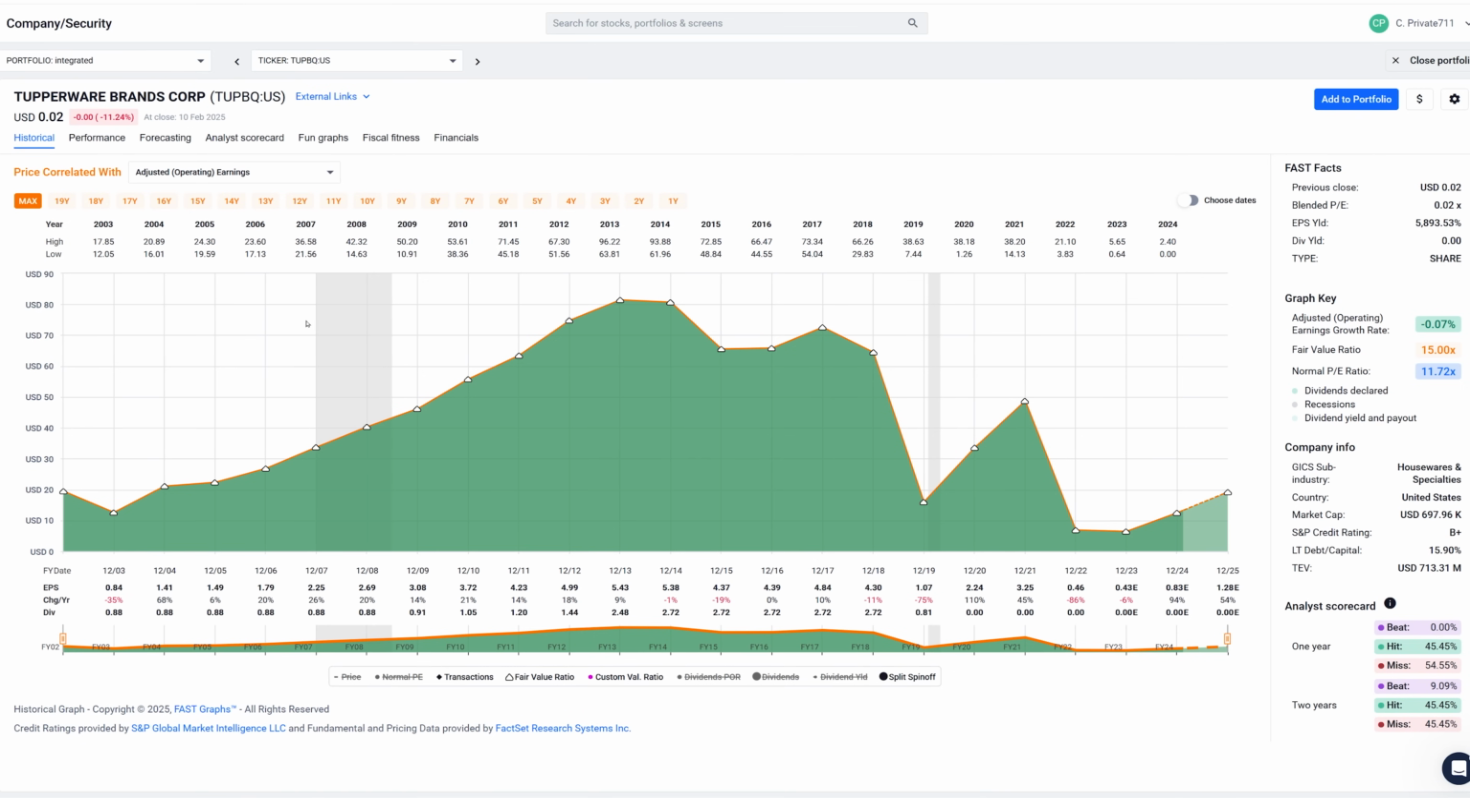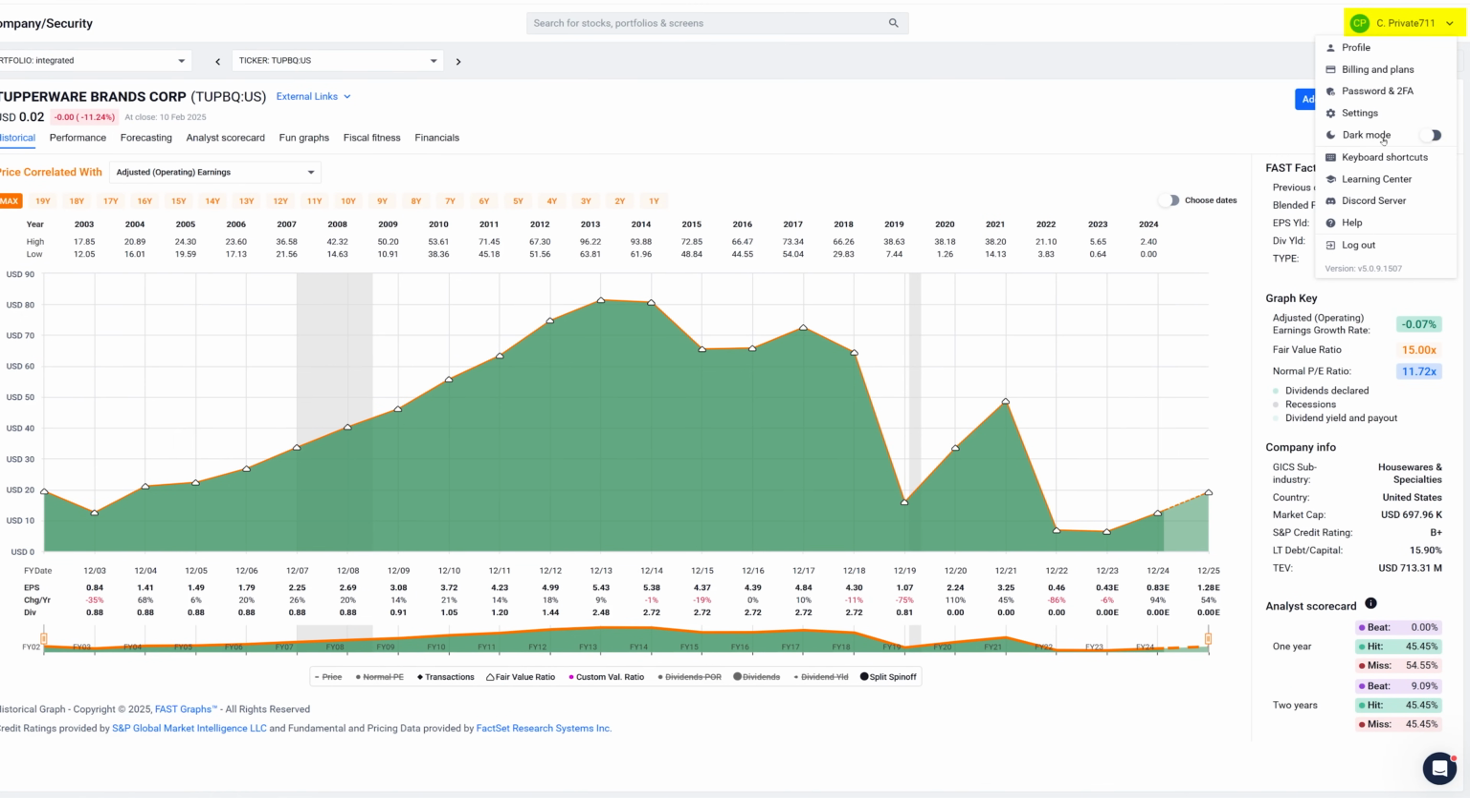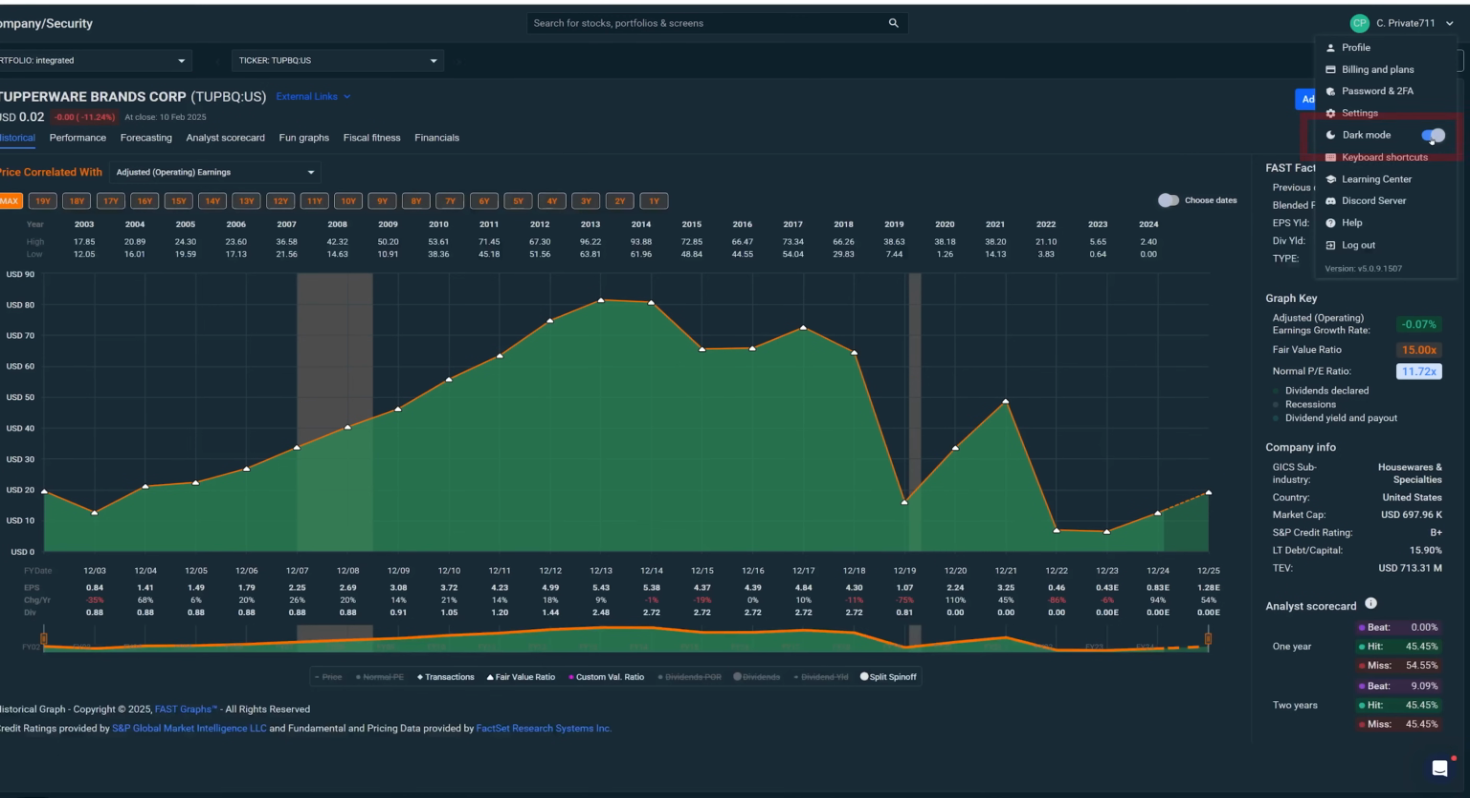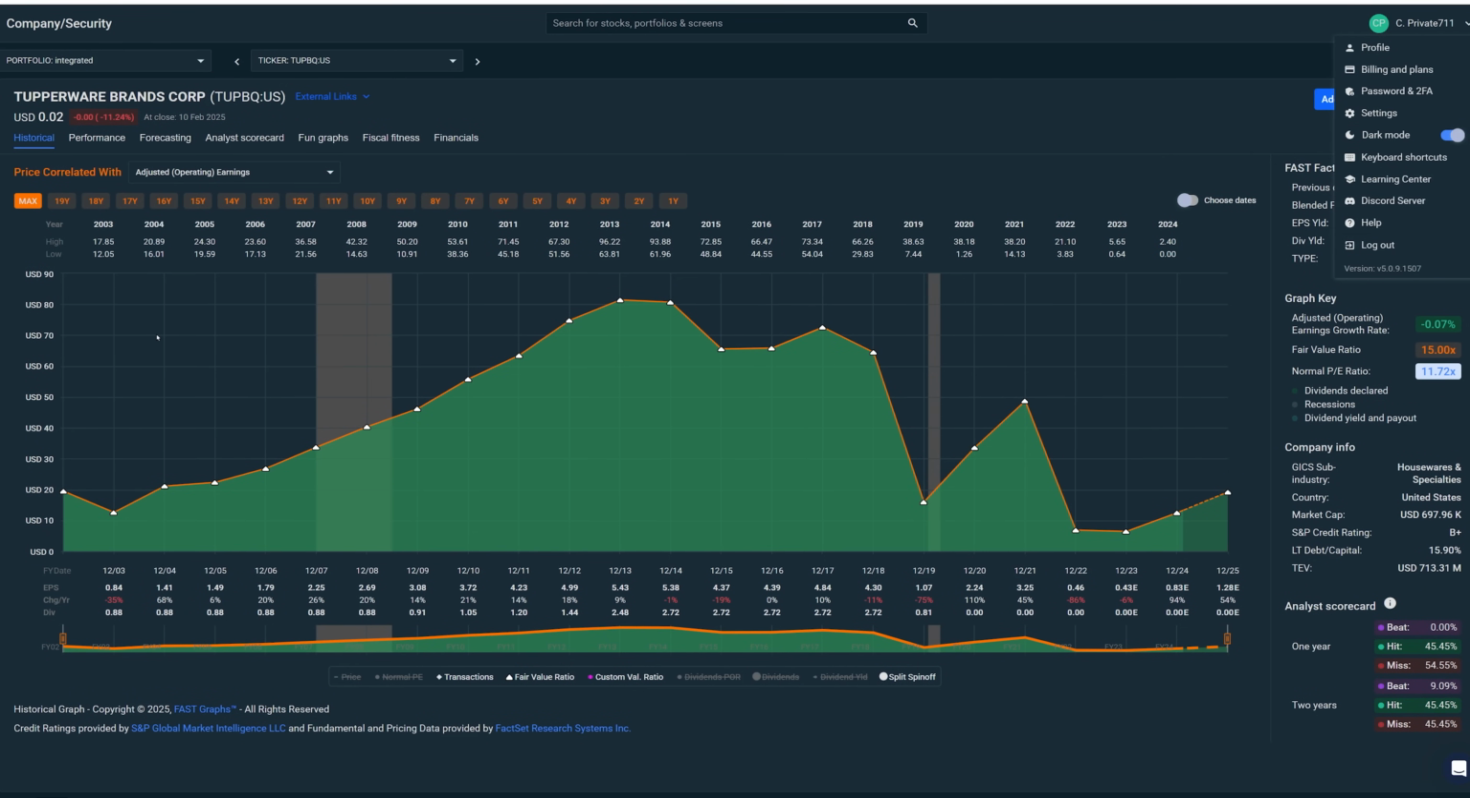This is how FastGraphs looks today. This is not a complete graph. This is only a graphing of the earnings of Tupperware here, and that's going to be a secret to what we're going to talk about. But I want to go into the settings here, and I'm going to go into dark mode. A lot of people have asked for a FastGraphs dark mode, so we're going to do today's video utilizing the FastGraphs dark mode feature that we've just added to the tool.